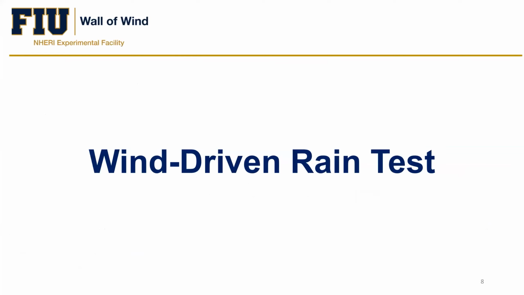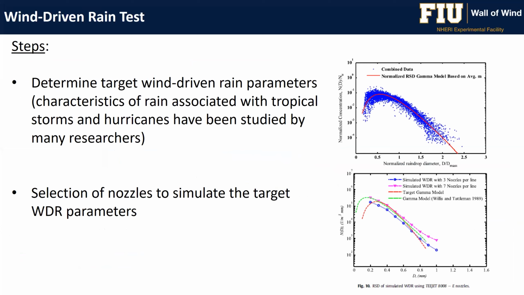All right, the second group is related to wind-driven rain tests. Another unique capability of the Wall of Wind is that we can introduce rain into the flow. The process is similar to what we do with the plain wind. We have to make sure that the science is right. We have simulated the rain flow properly, and in order to do that, we have to compare it to the field data. So basically, we select the right nozzles to simulate the target wind-driven rain parameters. You can see some examples on the right here on these figures.